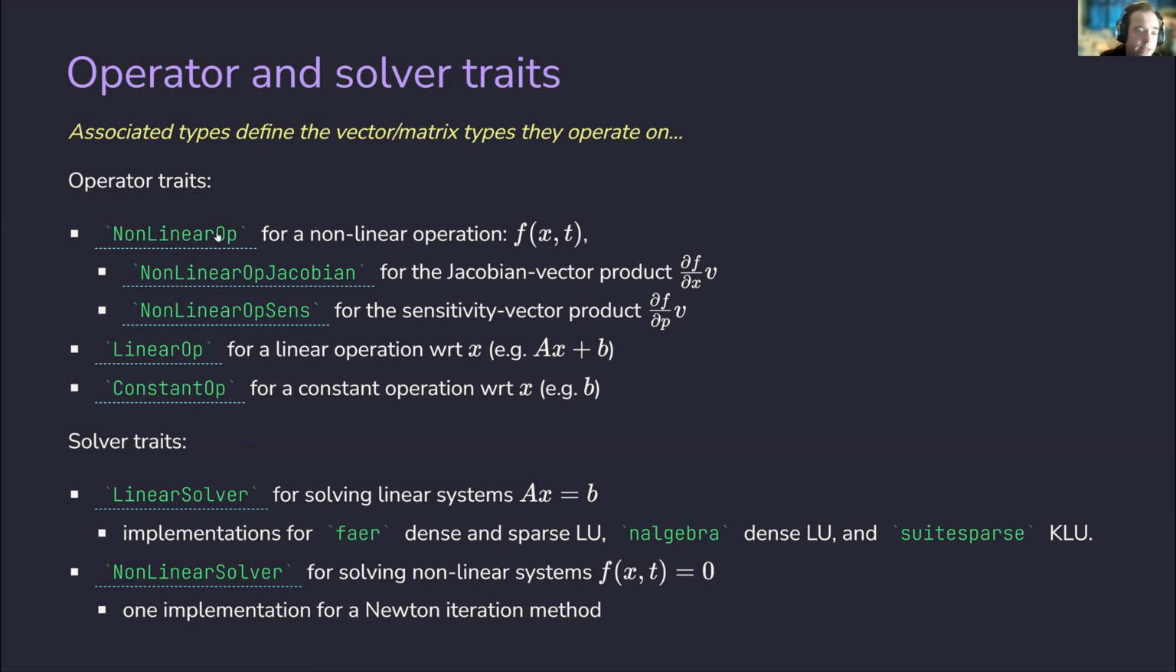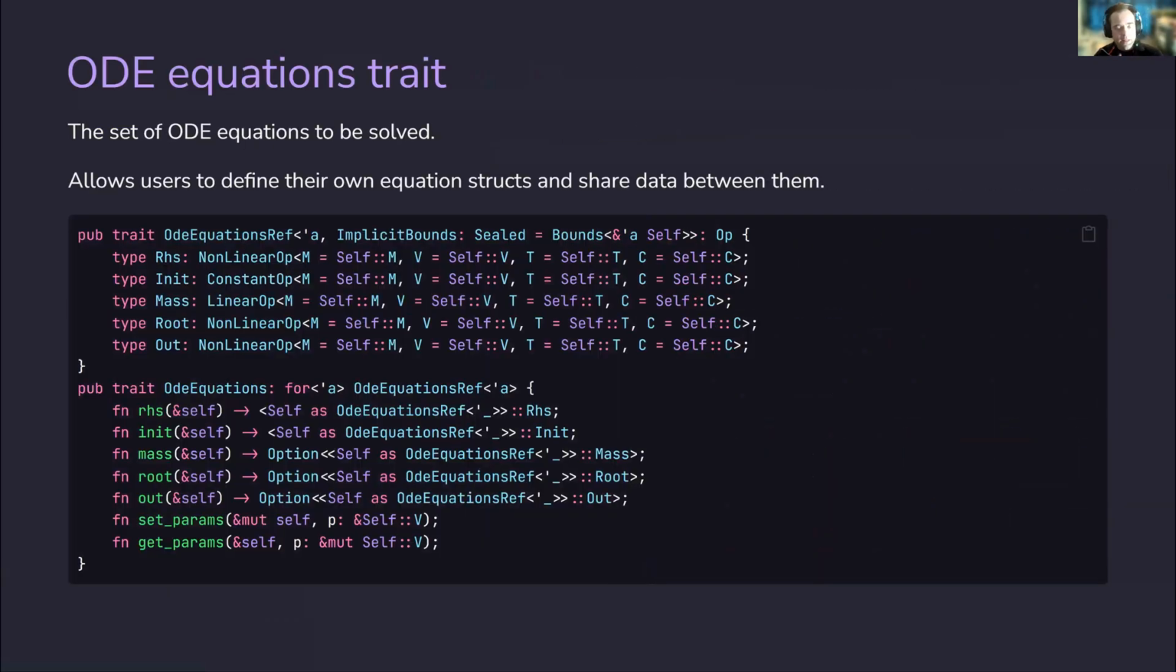So as well as traits for things like nonlinear operations, there's also subtraits which include things like the Jacobian vector product for that function, or the sensitivity vector product as well. So then the layer above that is the ODE equations trait. So this reuses all of those operator traits to represent your set of equations.